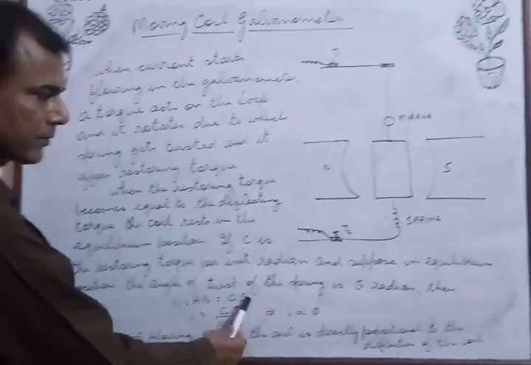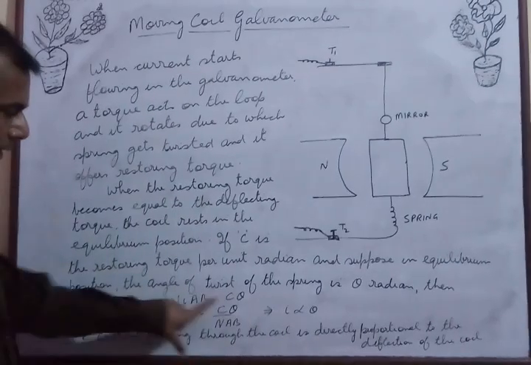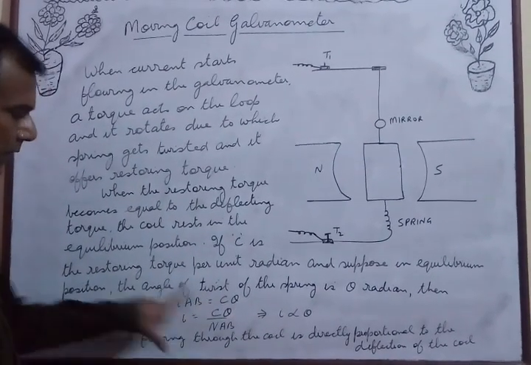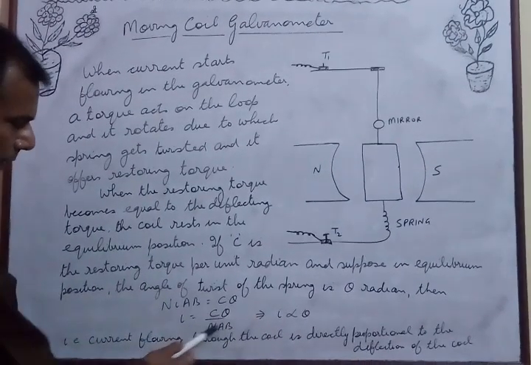It is C theta. So in equilibrium, deflecting torque NIAB. This is restoring torque, it is C theta. In equilibrium, both will be equal. I is equal to C theta upon NAB.